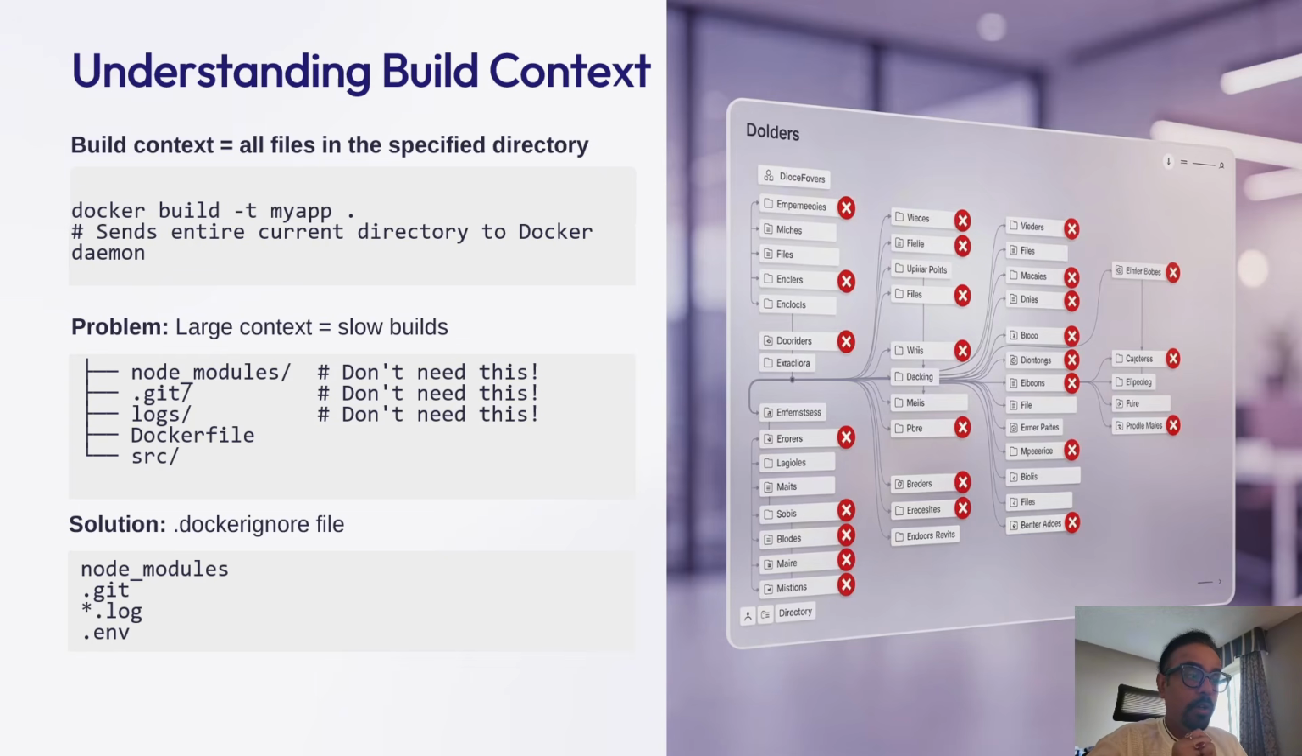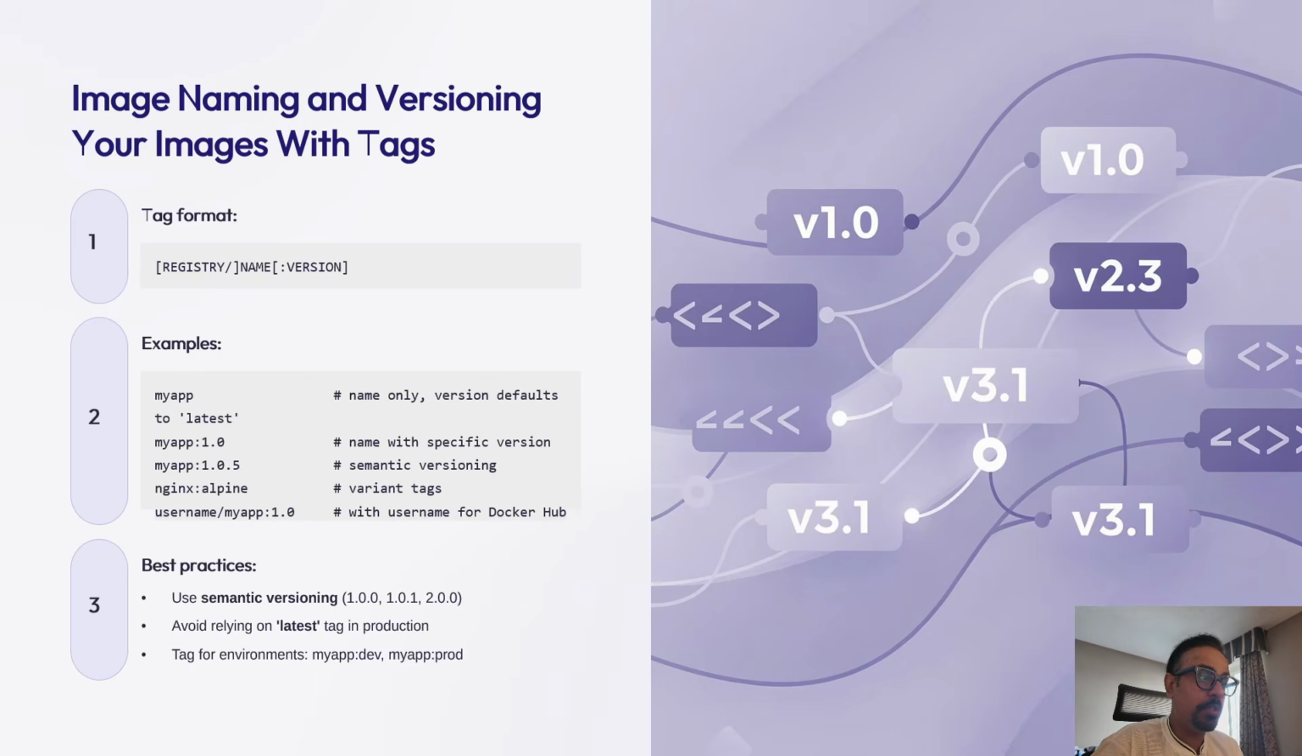So a Docker ignore file can reduce build times from minutes to seconds by excluding unnecessary files, which are not required as part of your image build process. Now let's understand image tags properly. A tag is how you identify and version your images.